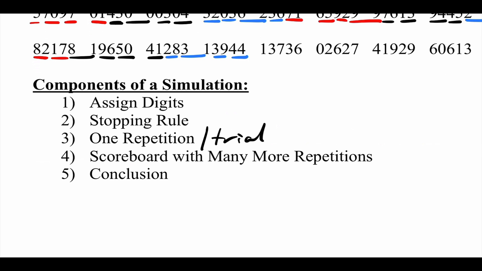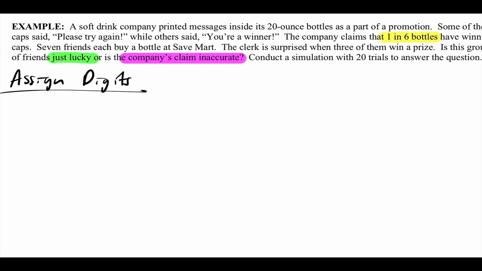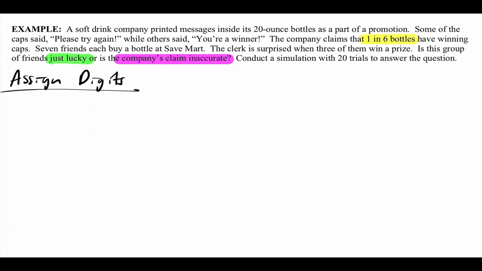Okay. So number one, assigning digits. First of all, we have to figure out what the context is. So a soft drink company says they printed messages on the inside of 20-ounce bottles. So a 20-ounce bottle, Pepsi, Coke, whatever it is. On the inside, they have a message that says either please try again or you're a winner. So they win something. The company says that 1 in 6 bottles have winners. That's what they say.